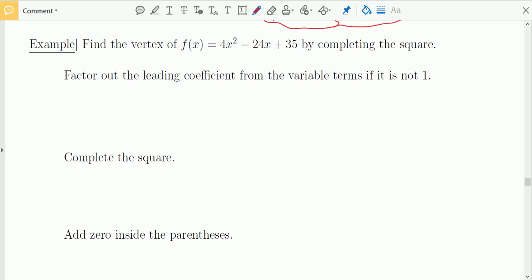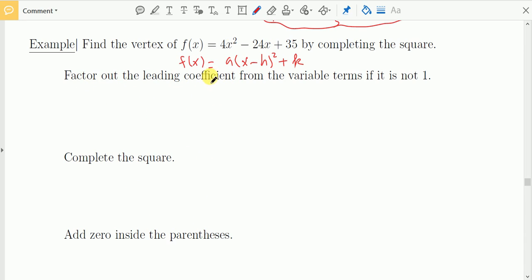The next problem is trying to find the vertex of this equation by completing the square. Okay. So in order to find the vertex of this one, you need to have the equation in the form of f of x equals a(x minus h) squared plus k. Then the vertex is just h and k. But this equation here is not in this form, so we need to convert this one back to this form. So there are steps to do that.